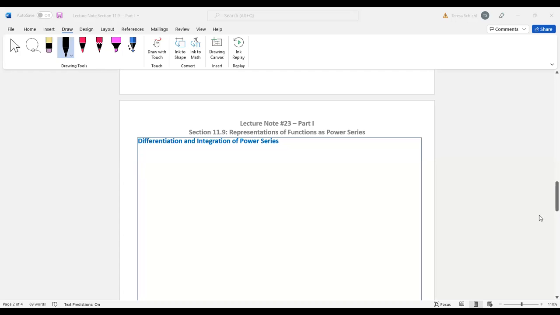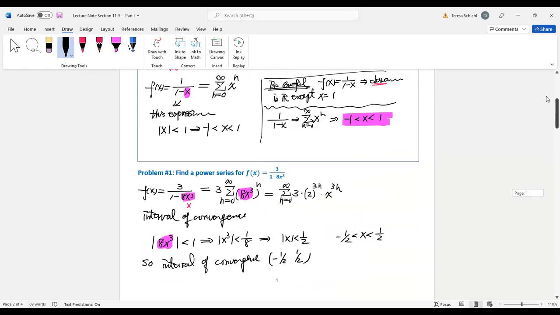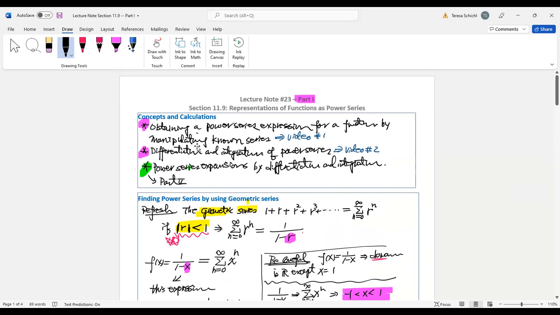When we started this section, we said we have three goals we want to achieve. The first one is to obtain a power series by manipulating a known series, and the one we did in our previous video is how to manipulate a geometric series into a power series. The second topic in this part 1 is how to take the differentiation and integration of a power series.